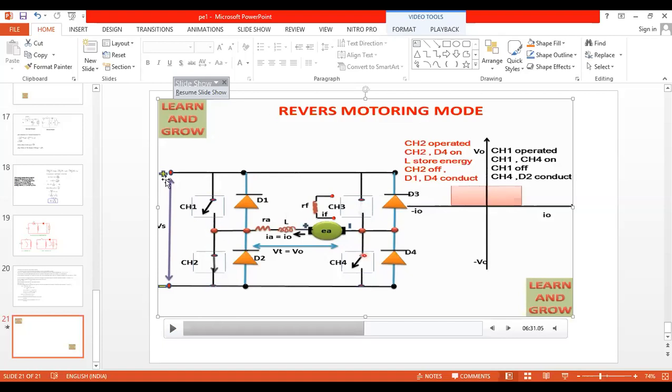Right. When the supply is on, case 2 I am discussing, direction of the current flows from V plus to CH3, as only CH3 and CH2 are on. V plus to CH3, CH3 to the load and load to the CH2 and from CH2 to the V minus. You can see in the animation CH1 and CH4 are off.